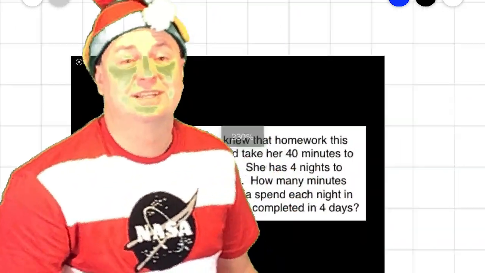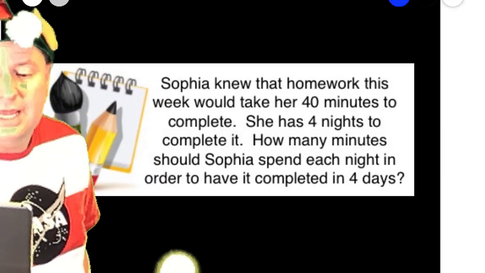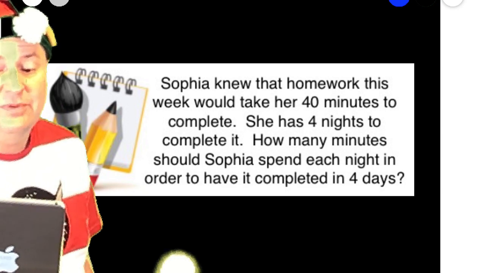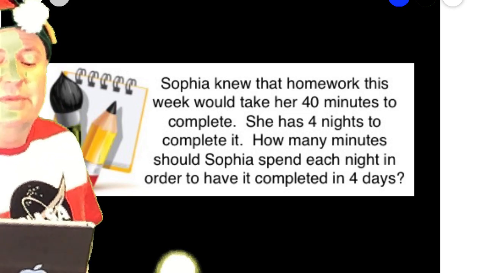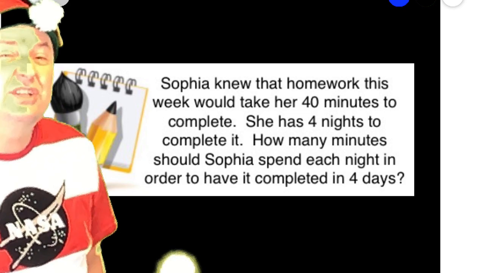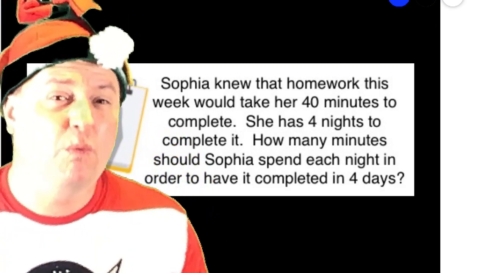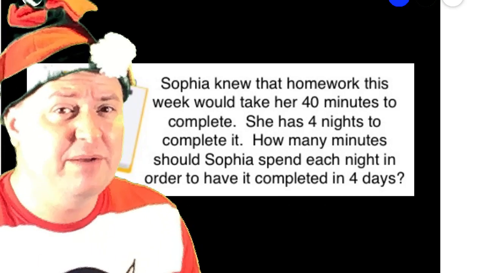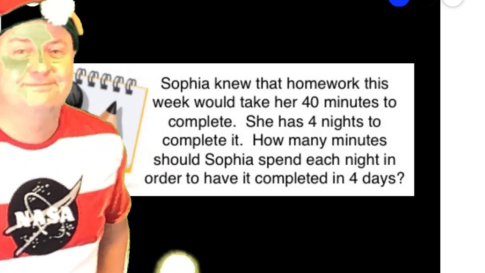I know you're smart. Let's take a look at this first question. Sophia knew that homework this week would take her 40 minutes to complete. She has 4 nights to complete it. How many minutes should Sophia spend each night in order to have it completed in just 4 days? First of all, think about what this equation would look like. We're going to press pause here. You're going to come back and tell us how you tried to solve that.